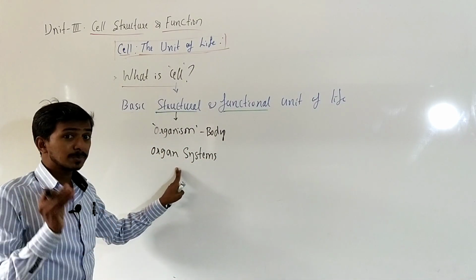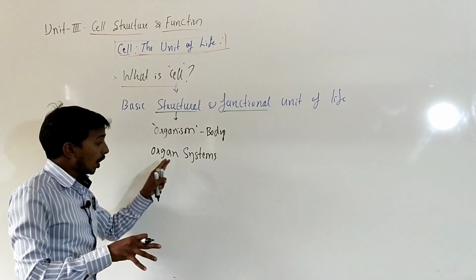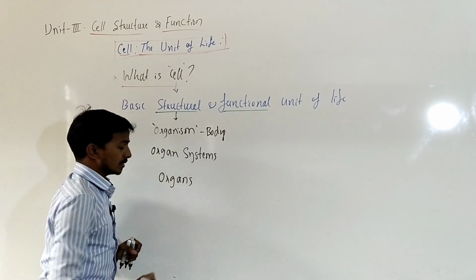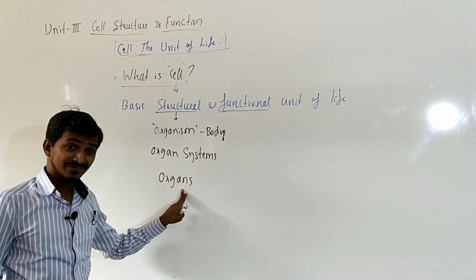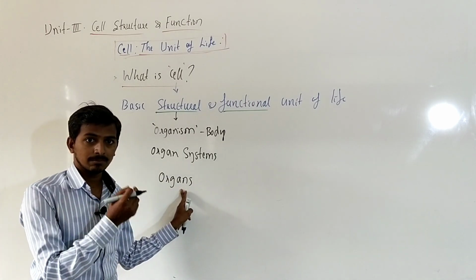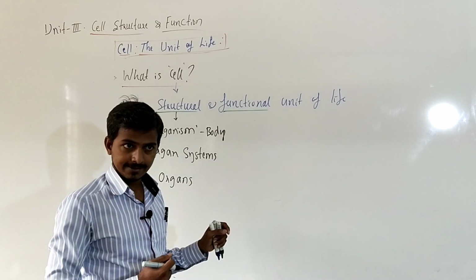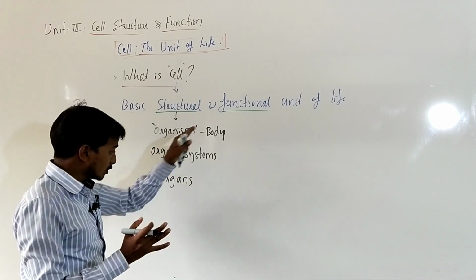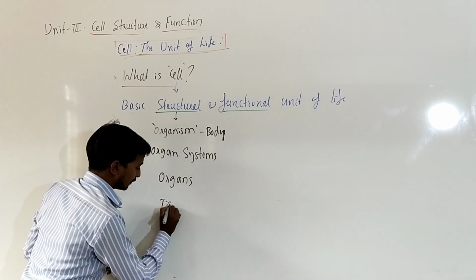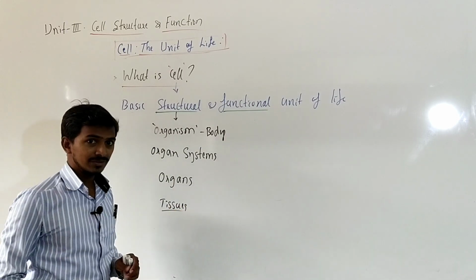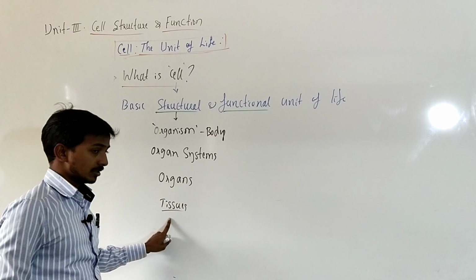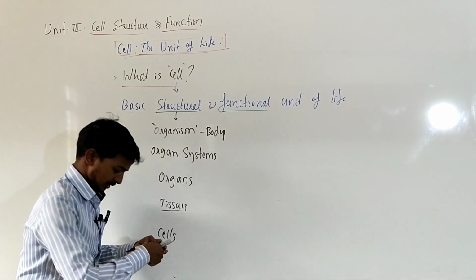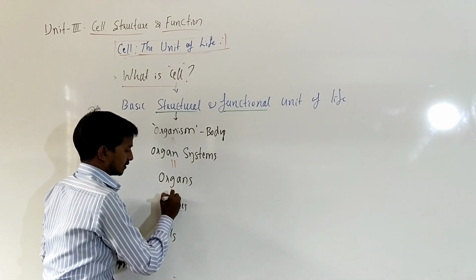Then what are these organ systems made of? Organ systems are made of many organs. Then what are these organs? Like mouth, tongue, trachea, esophagus, stomach, intestines. These organs are made of tissues. Lastly, the cells make the tissues. That is, the tissues are made of cells.